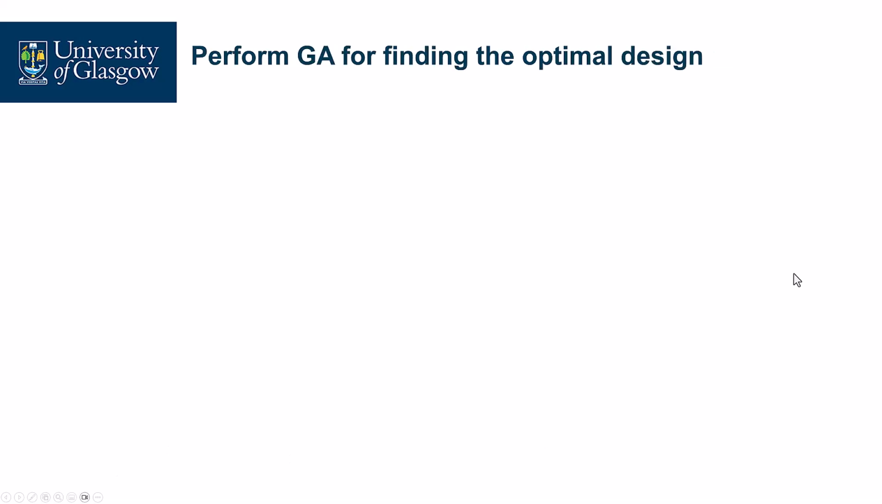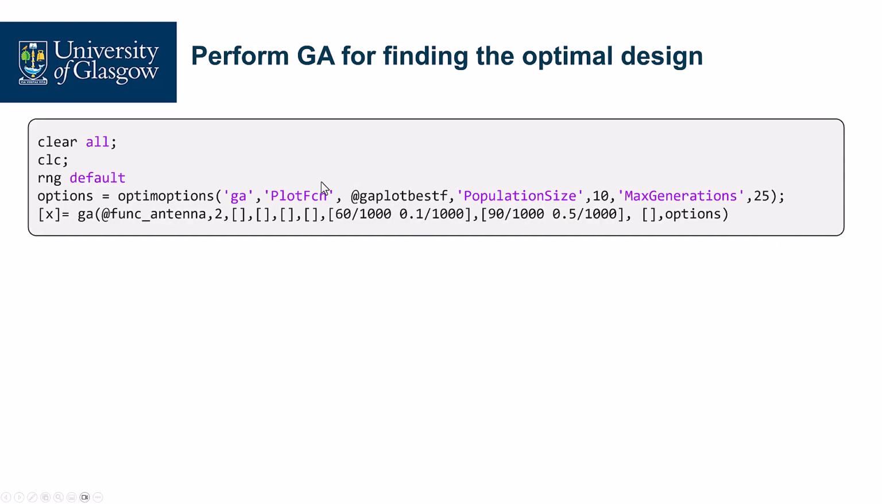Then we need to use GA to solve this design problem. So how to write the code? We can write it like this. We first set the optimization options. These are for plotting, which we have seen before, but here I add two more things. We define the population size to be 10 and the maximum generations to be 25.